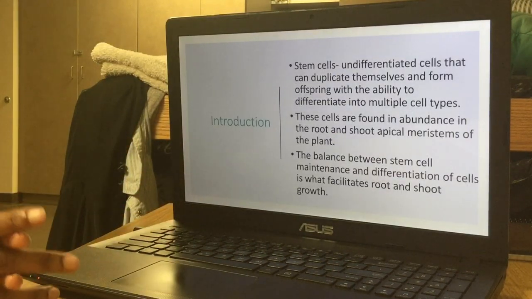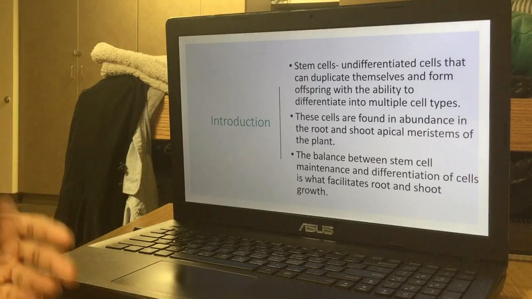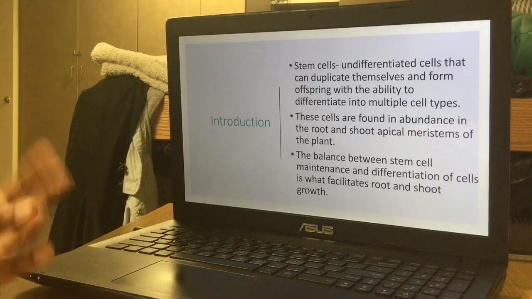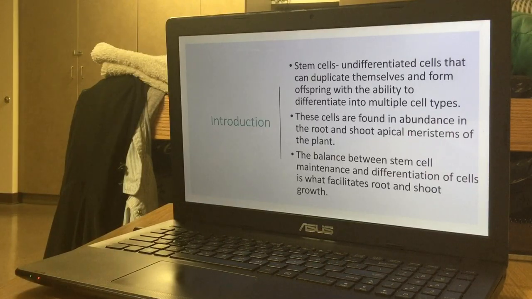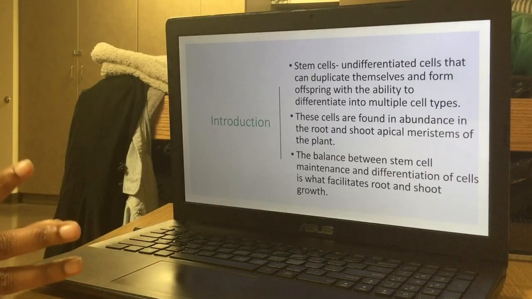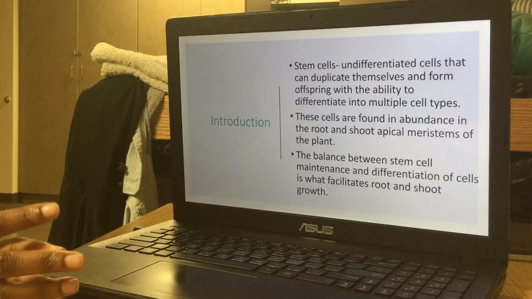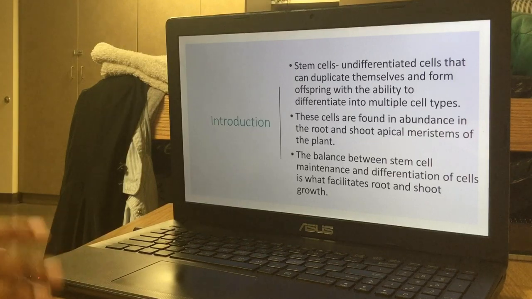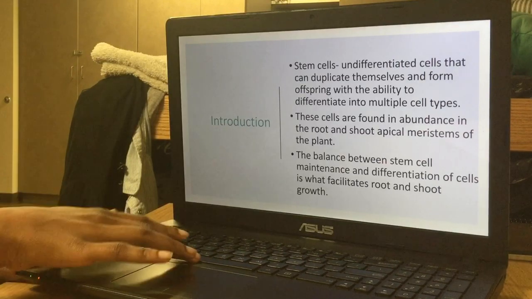So stem cells are undifferentiated cells that can duplicate themselves, and they can also differentiate into other cells that basically build up our tissues and our organs and so on. These cells are found in abundance in the root and shoot apical meristems of the plant. The balance between stem cell maintenance and differentiation of cells is what basically controls root and shoot growth.